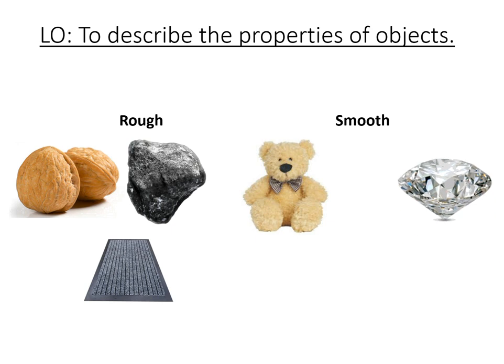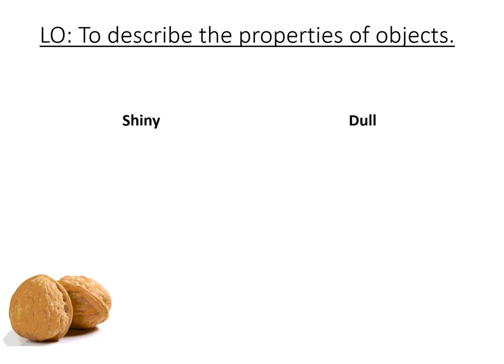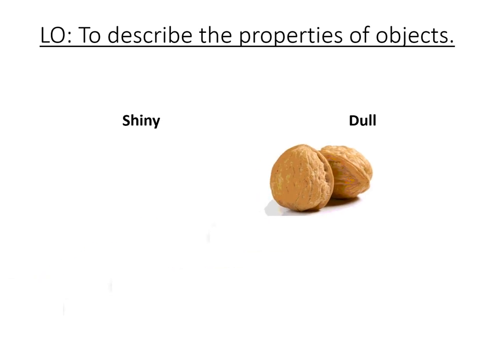Okay, next two words. Shiny or dull. So see if you can find something shiny and see if you can find something that's not shiny, which is what we call dull. When you're ready, grown-up, start the video again. So shiny objects this time. Walnuts, are they shiny? If you were to shine a light on it, would it reflect it? No. So that means that's dull.